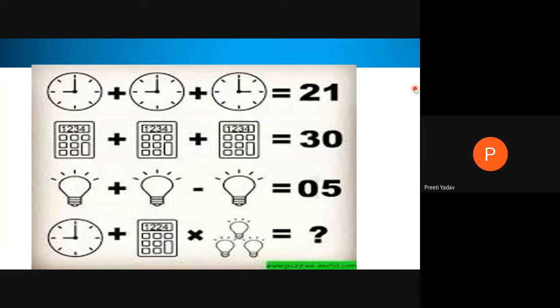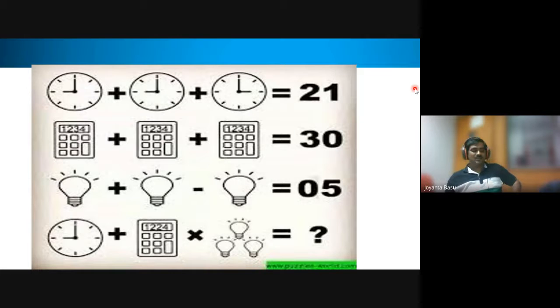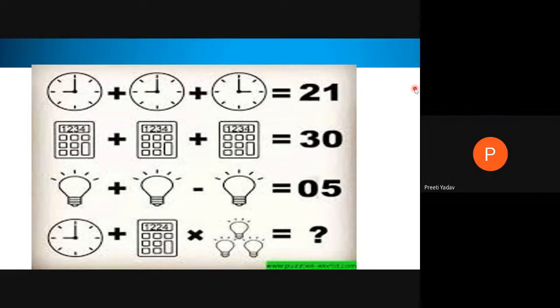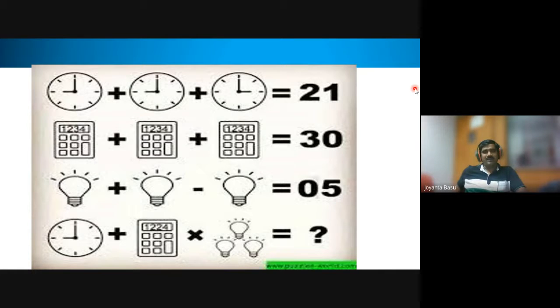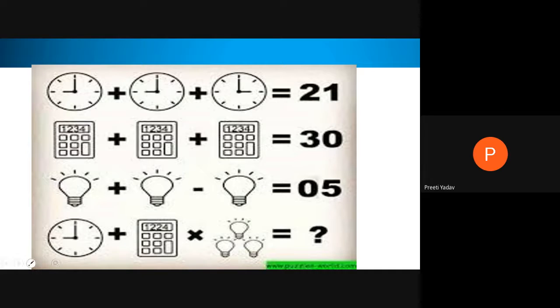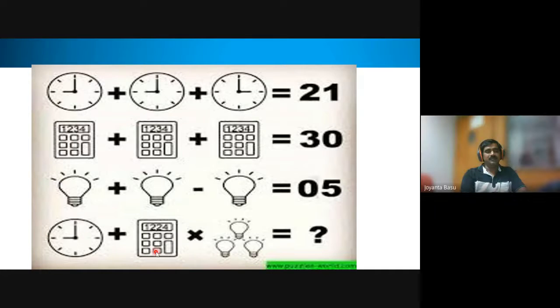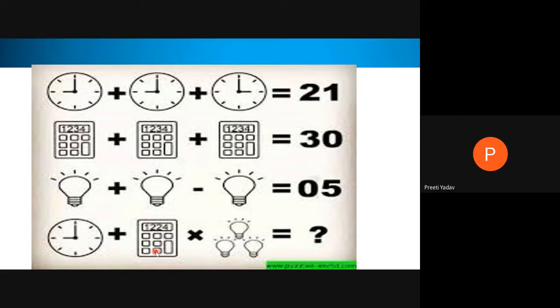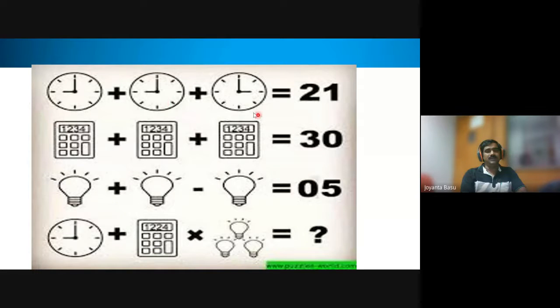Sir, there is an option. I think there is 54. There is no option, but you can try. Sir, 54. How? Give me the reason. Sir, in the first, there is a 9, 9, and 3. We can add 9 plus 9 plus 3, that is 21. Yes, correct. It's 21.